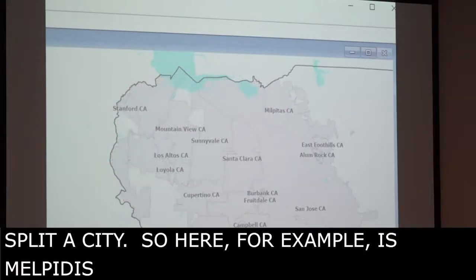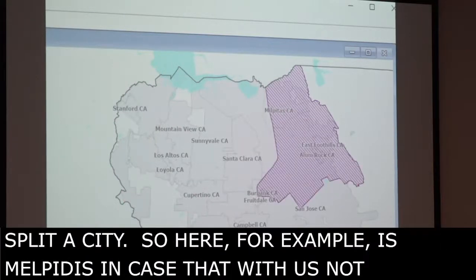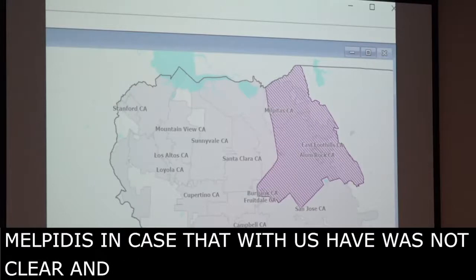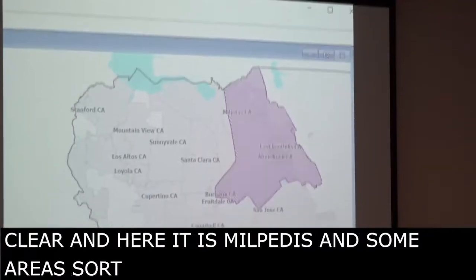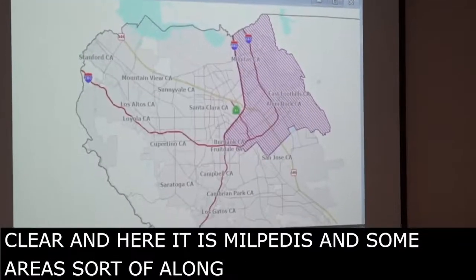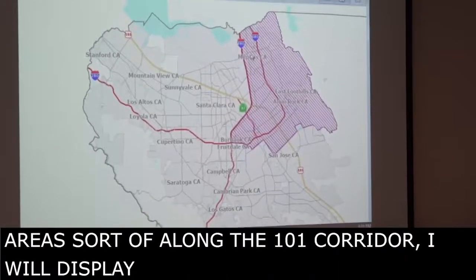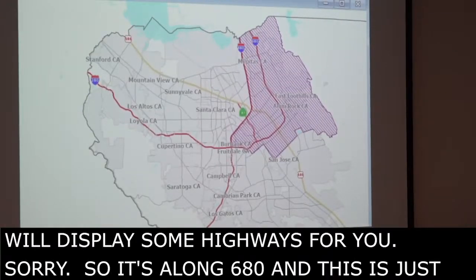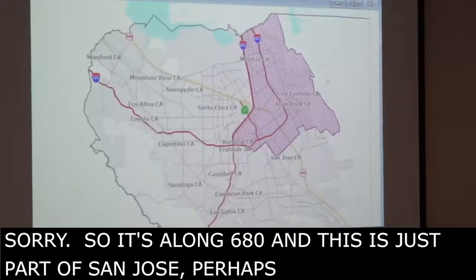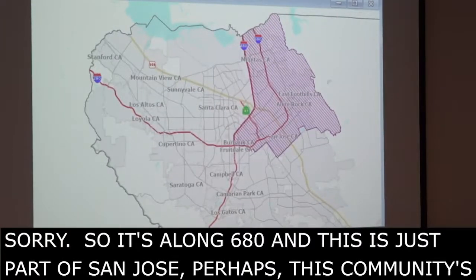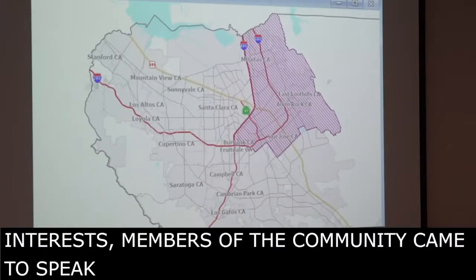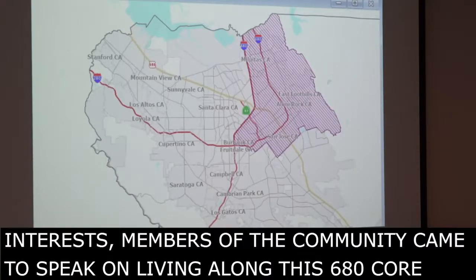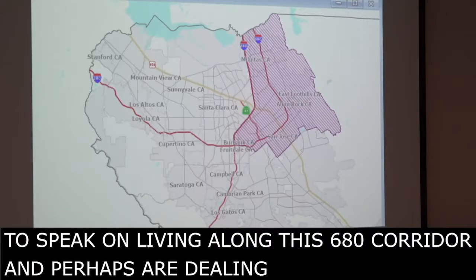Moving on, here is Milpitas, part of Milpitas, plus some areas sort of along the 101 corridor. I will display some highways for you. Oh, I'm sorry. So it's along 680, and this is just part of San Jose. Perhaps this community of interest, members of the community came to speak on living along this 680 corridor and perhaps are dealing with similar issues related to housing.